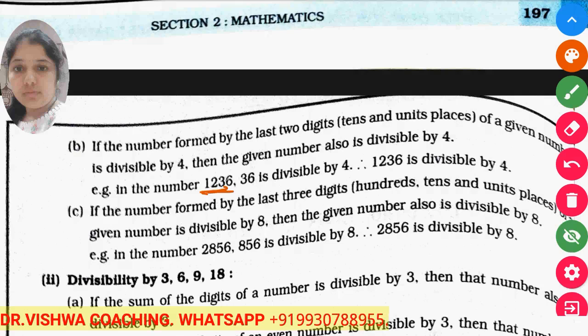Now see, 1236 is the number, 36 is the number formed by extracting the tens and unit digits, and 36 is divisible by 4, so 1236 is divisible by 4. Okay. Now for 8, if the last three digits are divisible by 8, then the number is divisible by 8. Means if the given number is 2856 and if 856 is divisible by 8, then the number is divisible by 8.